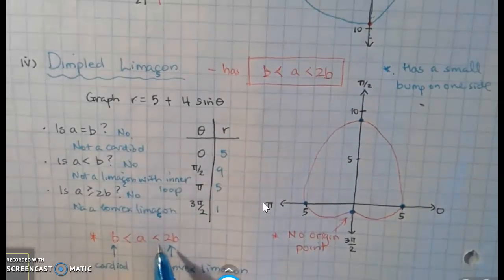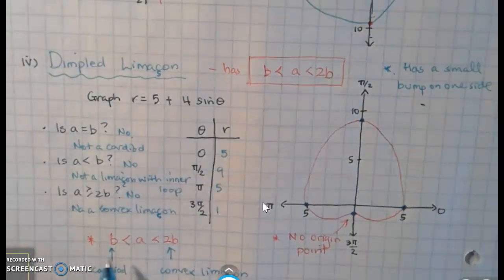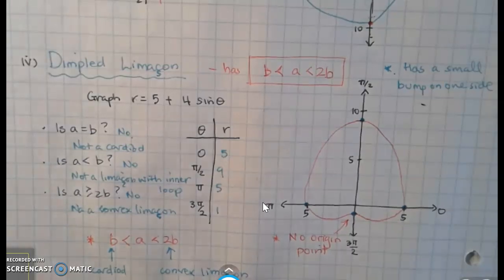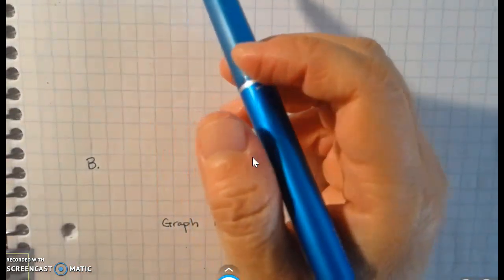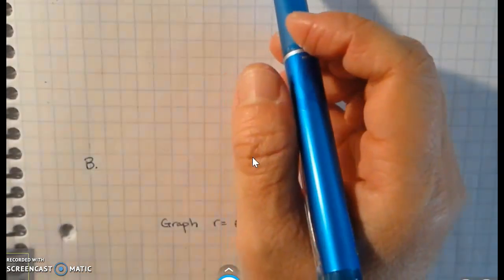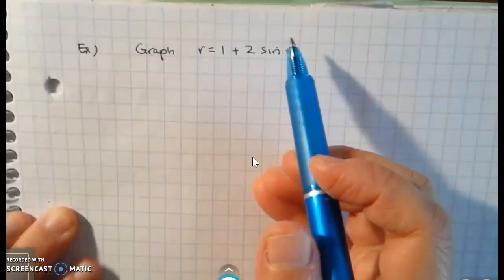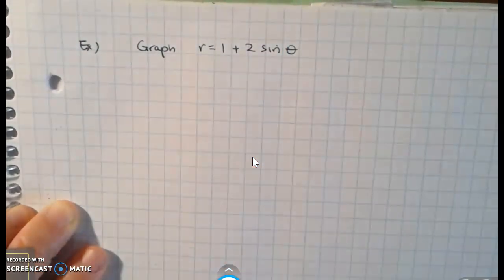So you can kind of picture dimpled limaçon as somewhere in between the cardioid and convex limaçon. All right, so then let's try to do an example. Here we go. If I was to ask you to graph r is equal to 1 plus 2 sine theta, how would you go about this?